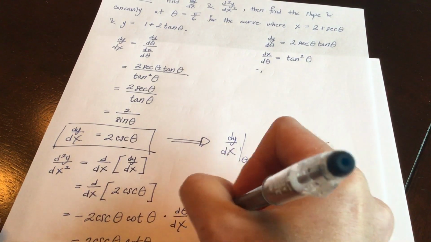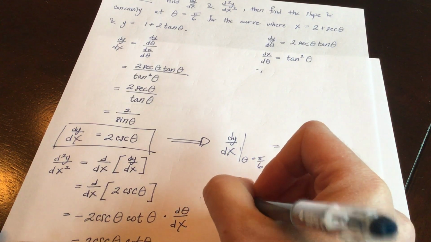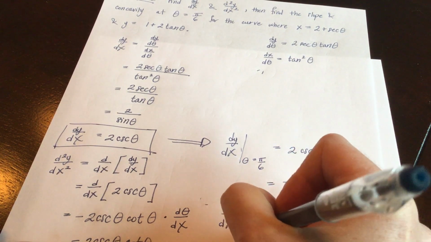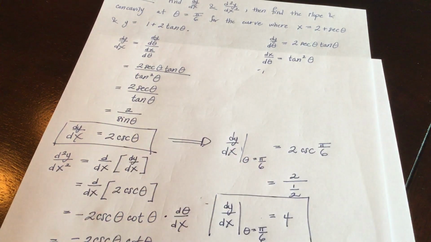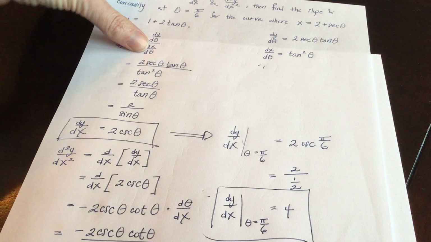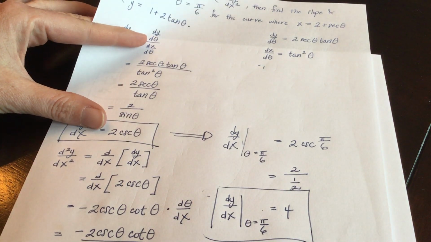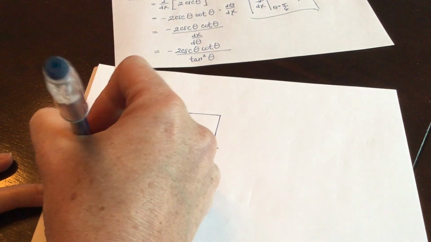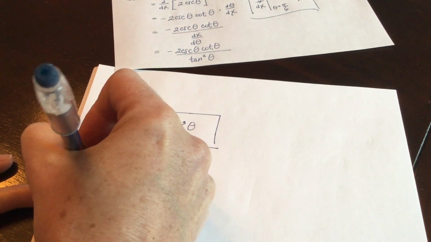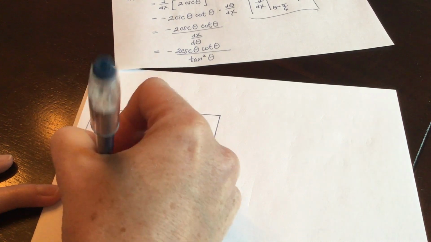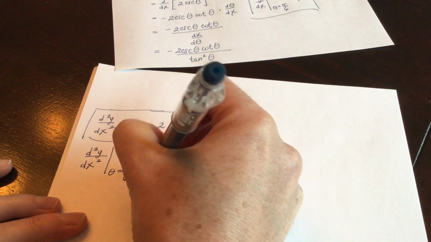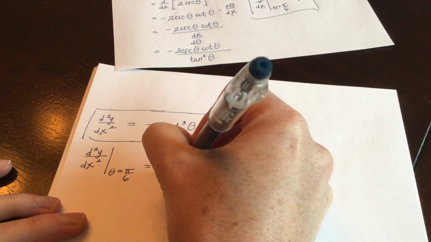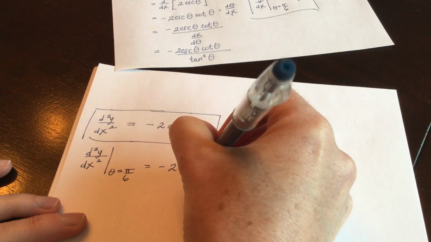So make sure when you answer, you would say dy/dx, not all the time, but at this instant when theta is pi over 6, would be 4. There we go. Okay. They also asked for the concavity at theta equals pi over 6. And so that would just be a matter of evaluating your second derivative at theta equals pi over 6. So -2 times cotangent cubed of pi over 6.